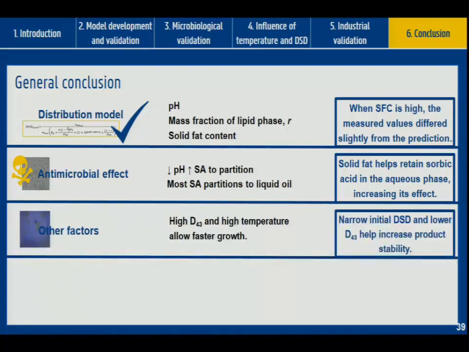How about the other factors that we investigated? Well, the high volume-weighted mean diameter and the high temperature allowed for faster growth. In turn, this means that a narrow initial droplet size distribution and a lower volume-weighted mean diameter help increase product stability.